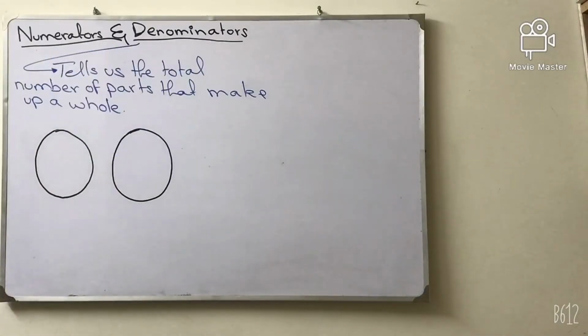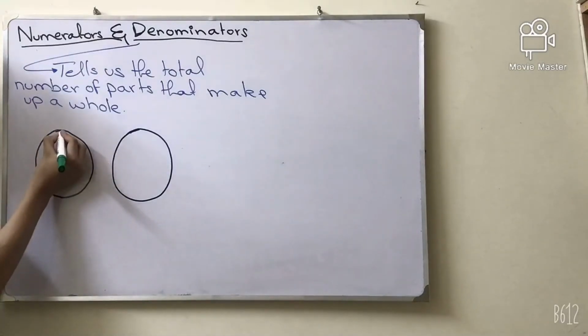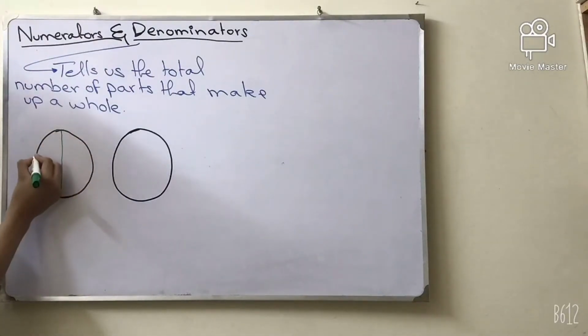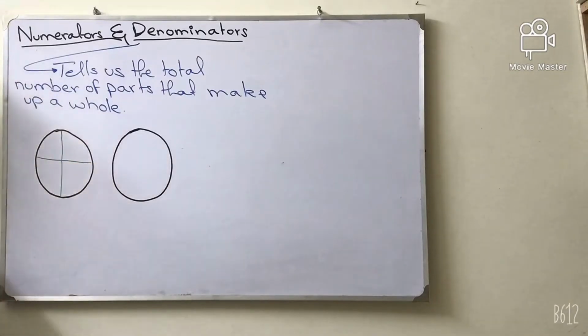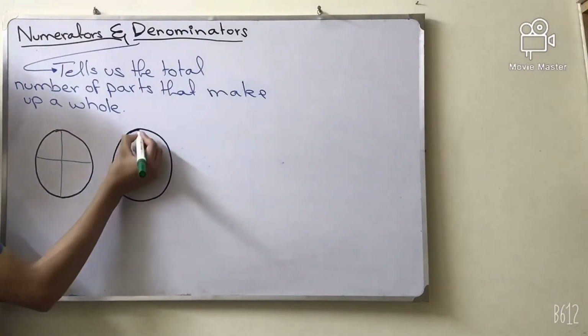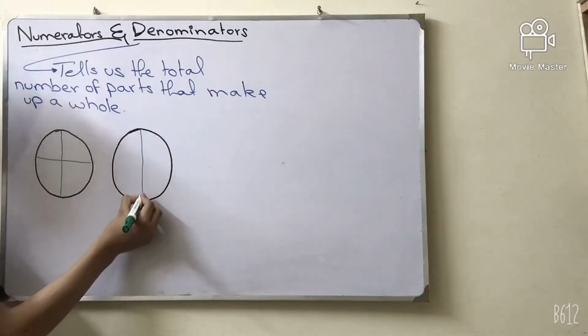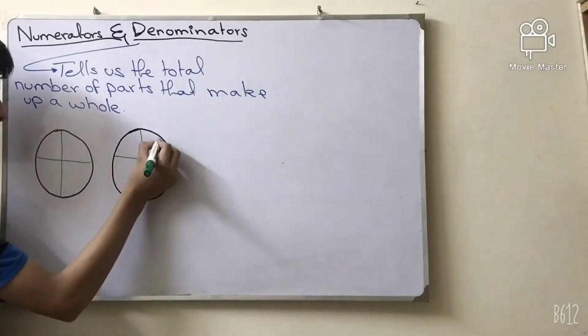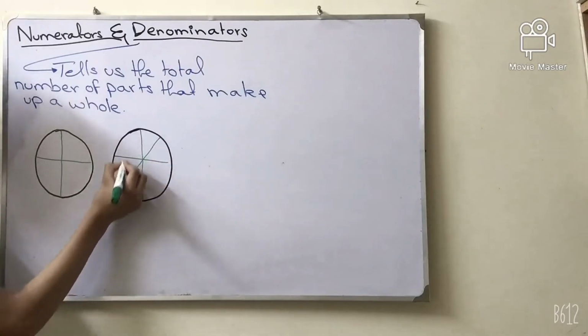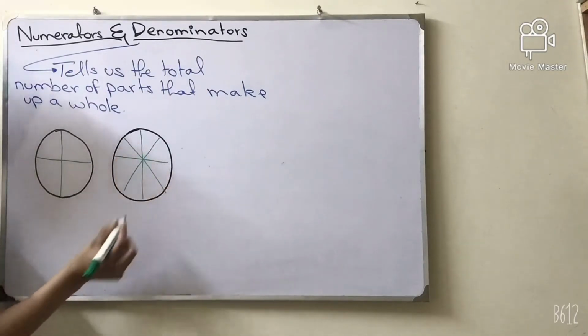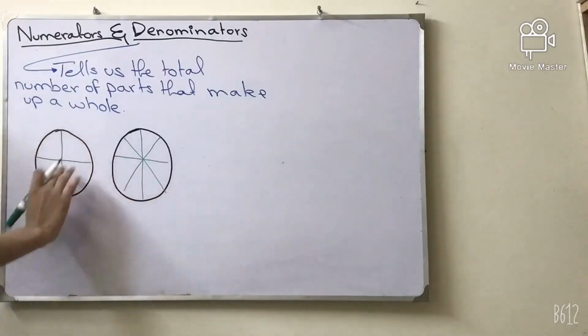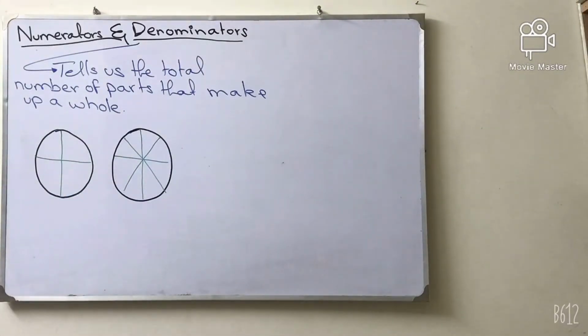So over here I have made two circles. Let's assume that these both are identical circles. We will divide the first circle into 4 equal parts, whereas we will divide the second circle into 8 equal parts. Let's assume that we have divided both of them in equal parts.